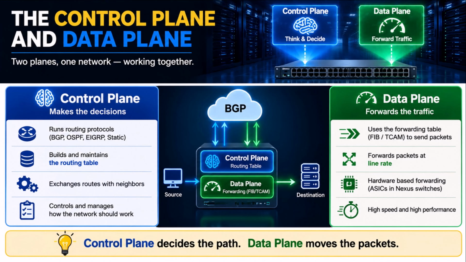The data plane has a different job. It forwards the actual packets. Once the control plane has decided the best route, that information is installed into forwarding tables. Then the data plane uses that information to move traffic. So the control plane says this is the best path, and the data plane says, okay, now I will forward the packets through that path. The control plane thinks, the data plane forwards. Both are essential, but they do completely different jobs.